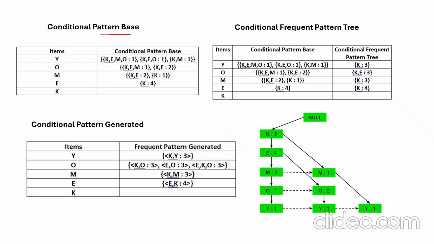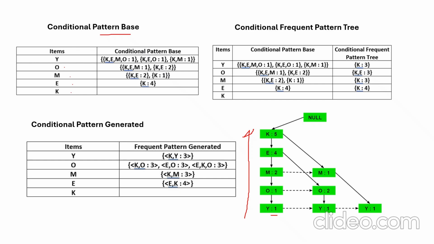So now what I'm going to do is take all the nodes from bottom to top. From bottom to top, I'm taking all the nodes. So you have Y, O, M, E and K. Fine. So now let's see from Y, what are all the paths I have? So I have K, E, M and O. So this is one path, K, E, M, O, 1.